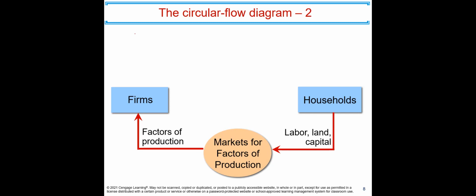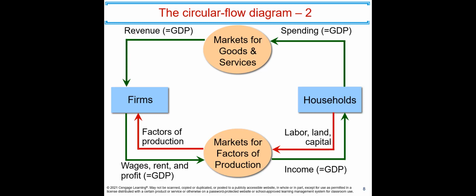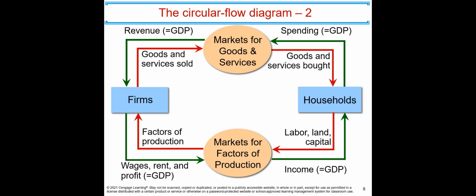In the factors of production market, as I said, households are sellers. They have the labor, land, and capital. And firms are paying wages, rent, and profit, and this becomes an income for households. And with that income, households go to the markets for goods and services. They spend money, and that money is equal to their income, and that becomes revenue for the firms, and in return, firms supply goods and services to households.